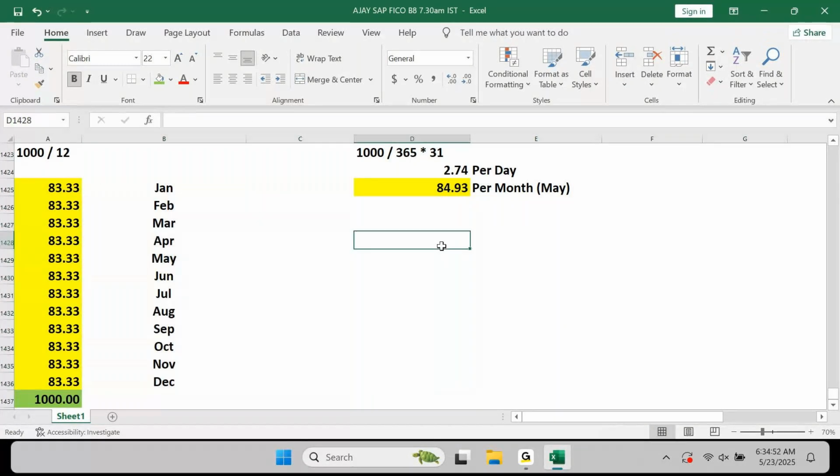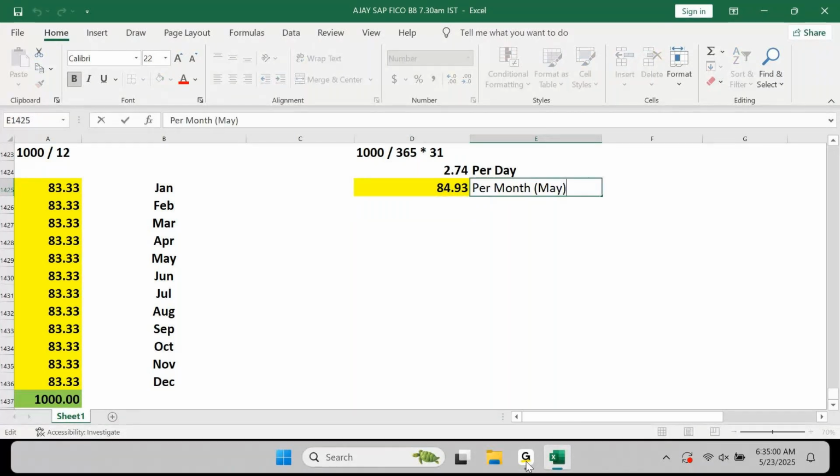Now, this one you need to be a little careful because first one we were talking about May month, but we need to actually start from January month. Per month, January, this is February, and so on. Now, make sure the number of days here.